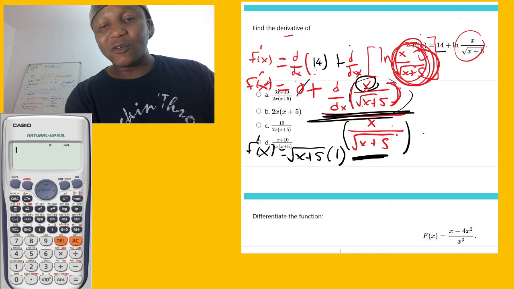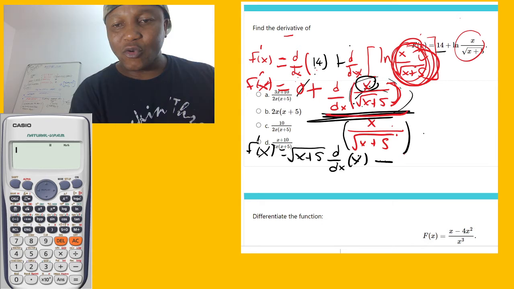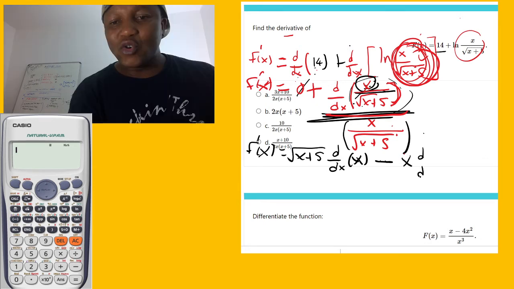Denominator, differentiate the numerator, so differentiate the numerator x. Now you minus because of the quotient rule, now you put the numerator constant, and now you differentiate the denominator. Our denominator is the square root of x plus 5. And then you put it over the square of the denominator. What is the denominator? It is the square root of x plus 5, and then you must square.